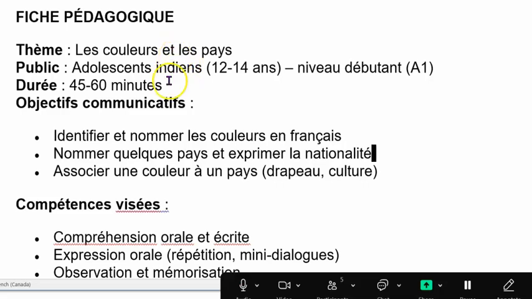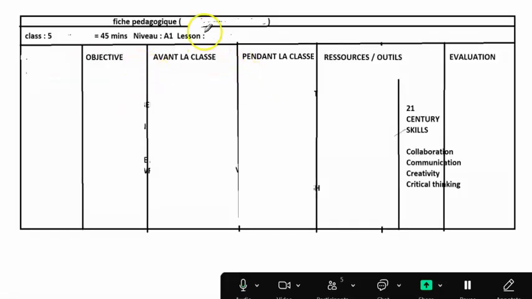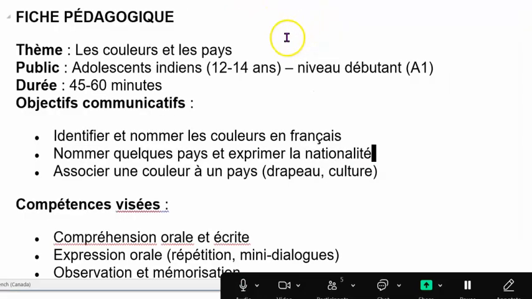So what we have to do is we are having parts. We divide, and we write the theme over here. We write over here couleurs, and les pays. Then, for whom are you teaching? 12 to 14 years. Niveau, débutant, A1.